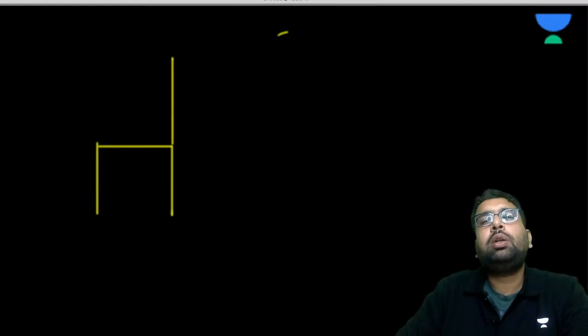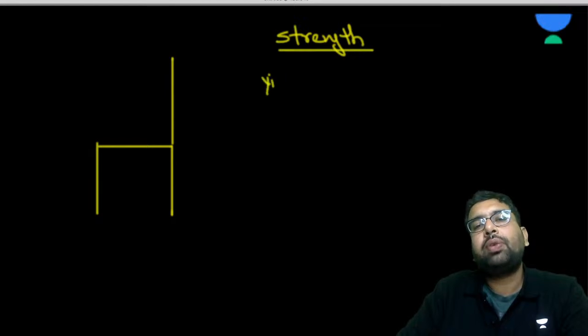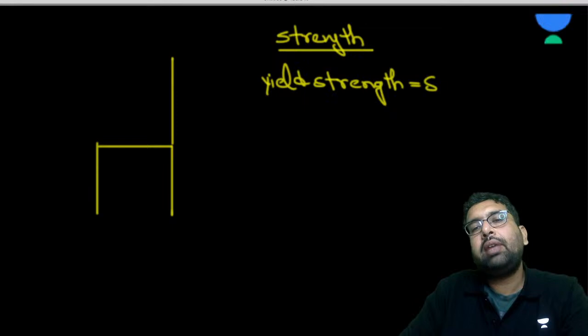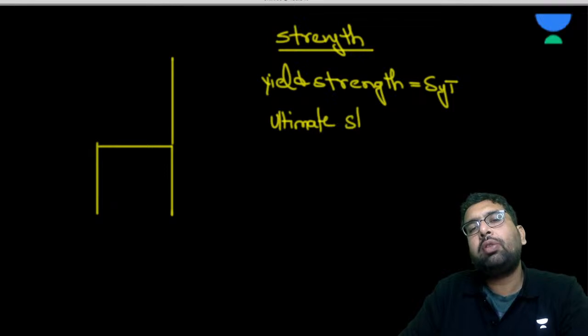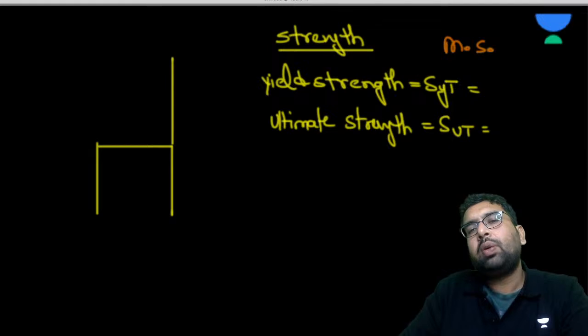So for that, you need to know some strength part. There are two types of strength that we normally speak of. One is the yield strength, that is the SYT, and there is ultimate strength, which is going to be SUT. I'll be telling all of it through the stress strain curve. For example, for mild steel, the yield strength is nearly 250 megapascal, and the ultimate strength is 400 megapascal.